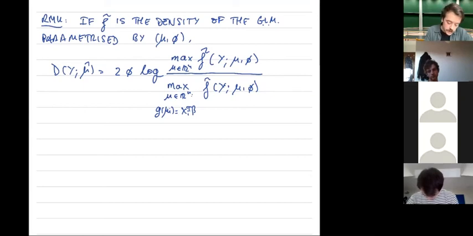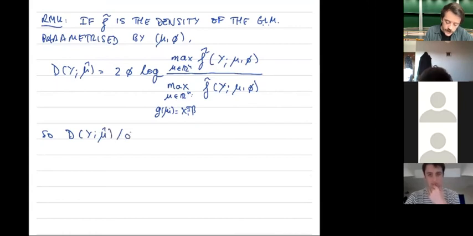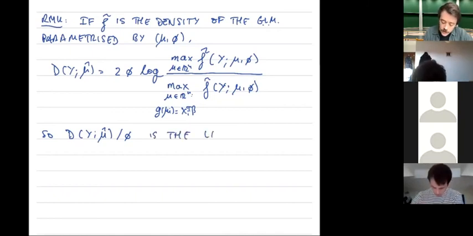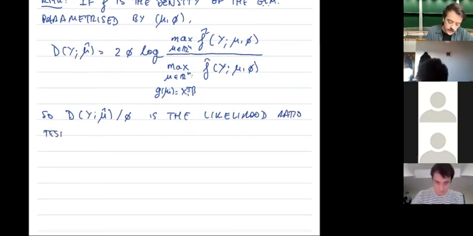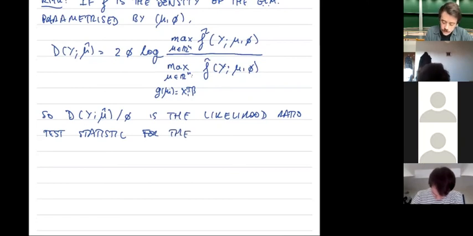Because this is, so this guy, maybe removing the phi dependence. So if we divide it by phi, then this is the likelihood ratio test statistic for the model at hand.